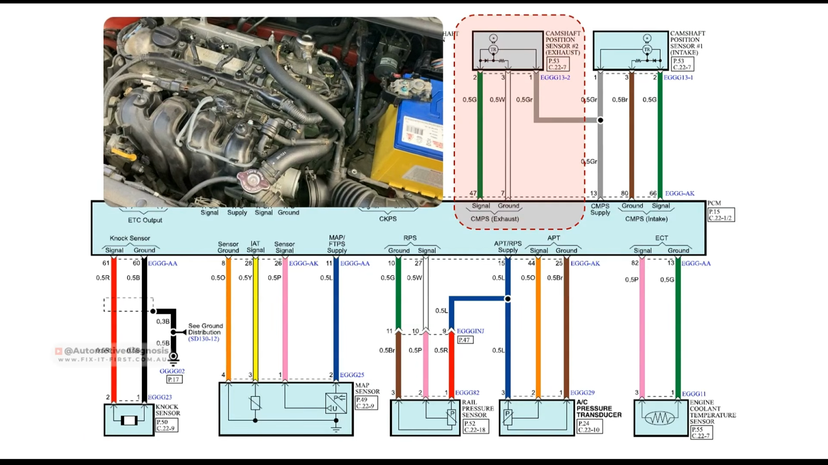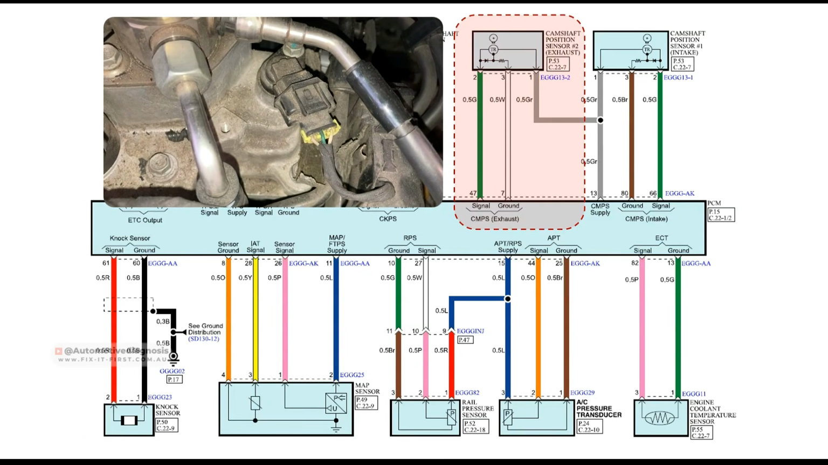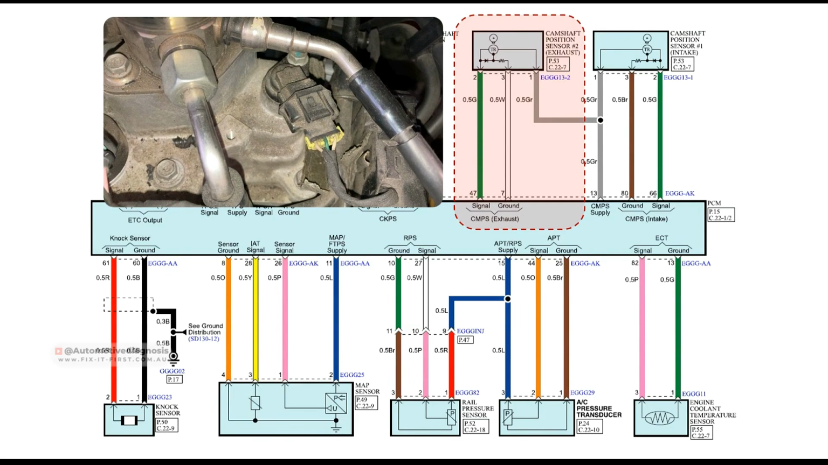Camshaft position sensor on the exhaust side is going to work exactly like the intake side and is mounted right here on the cylinder head. This sensor is going to detect the position of the exhaust camshaft, and same story, it has 3 wires like the previous one. Pin number 1 is the power supply, pin number 2 is the signal, and number 3, which is a white wire, is the sensor ground.